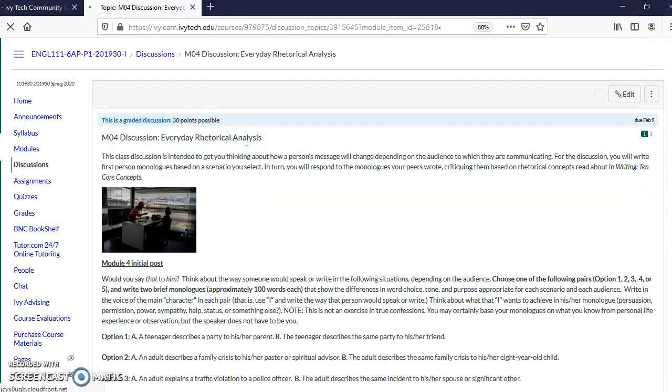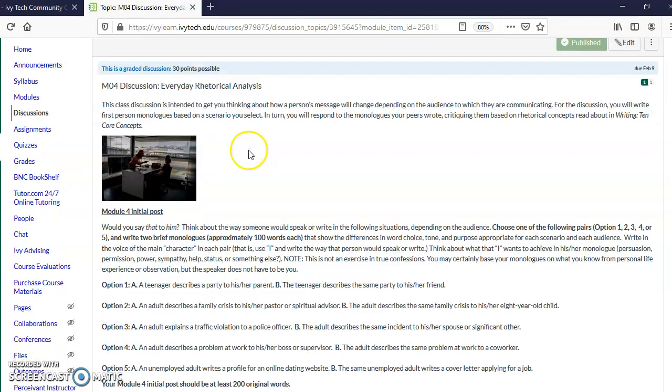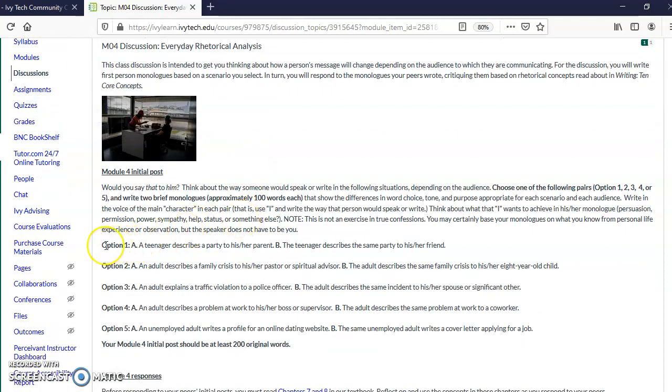Here we go. Now, as you can tell, this discussion board is designed to get you to think about language choice and how you phrase something to another person based on who that person is. And this can be creative. You don't necessarily have to follow these prompts if one of them doesn't appeal to you. You can go ahead and make your own. And this can be based on a real event, or you could simply make stuff up. Sometimes that's a little more fun.